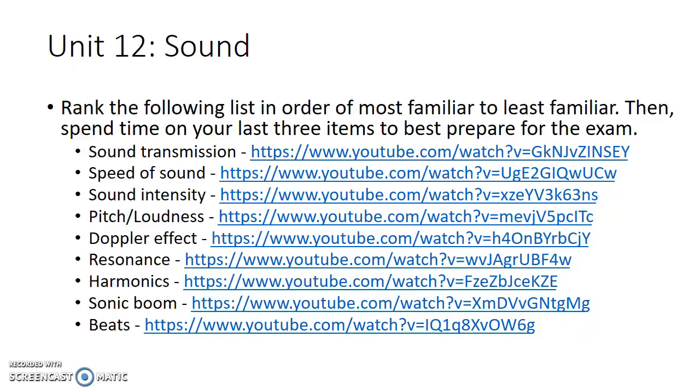So again, I suggest in the slide that you order these from most familiar to least familiar, then spend your time on the last 3 items to best prepare for the exam. So you probably don't want to watch all of these, but maybe the ones that you got wrong on your module test or even the quizzes. Categorize those questions in one of these topics and then make sure to watch the one that you missed the most amount of questions in.